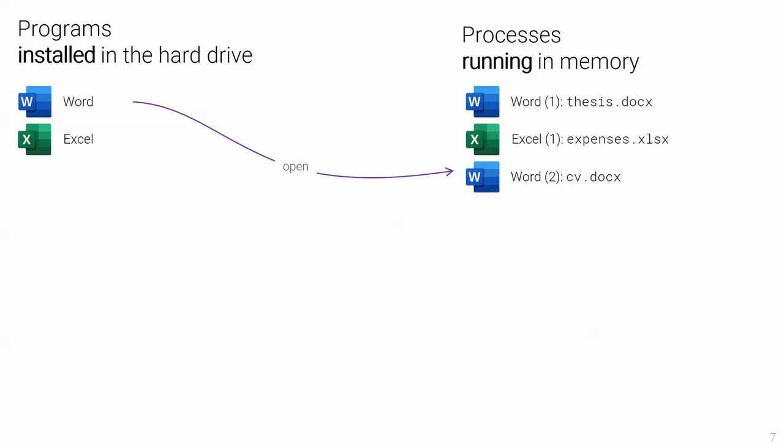So you see that, for example, we have a first instance of Word over here and a second instance over here. The important thing to remember is that those two processes of Word are independent of each other. So whatever changes I make in the thesis document, they're not going to affect the CV document. Those are two different things. Whatever I configure in one is not to affect the configuration in the other one, etc.